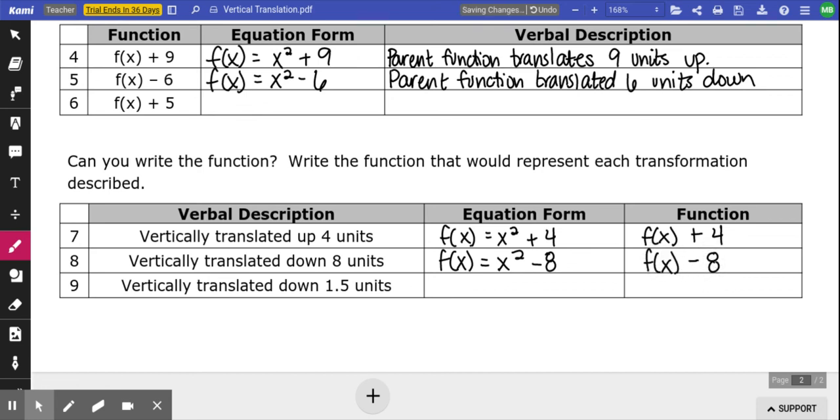And then finally, vertically translated down 1.5 units. F of x is equal to x squared minus 1.5. In other words, our parent function minus 1.5.